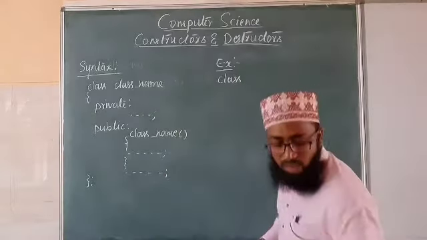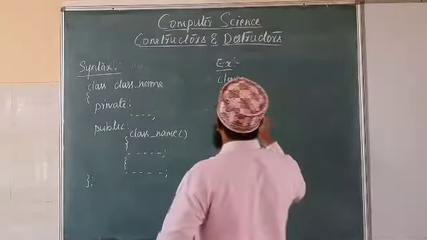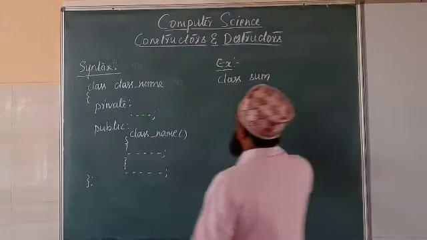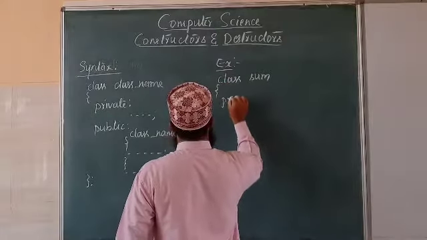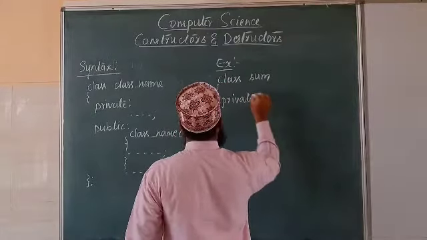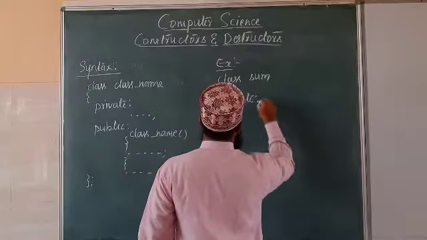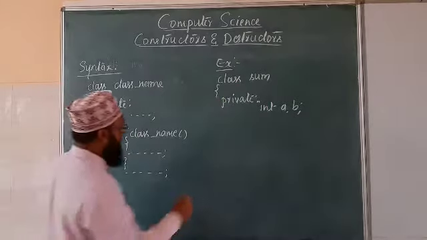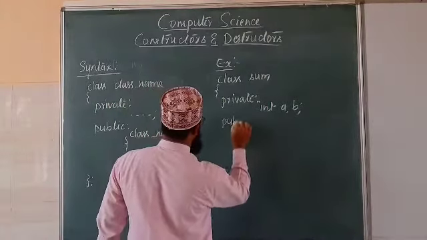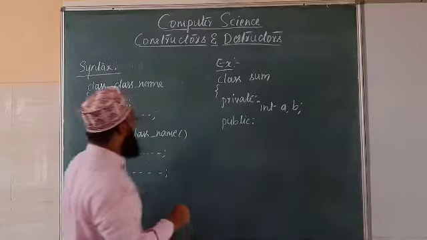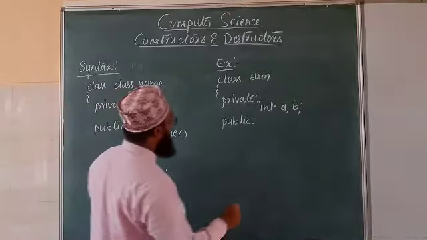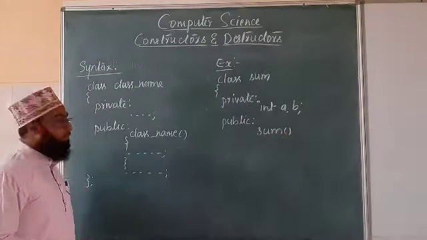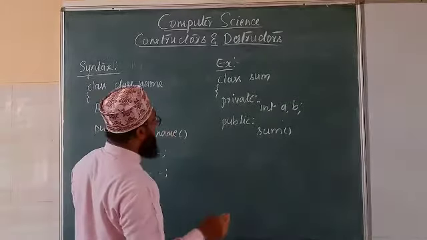Okay, take the class name as sum. Then under private, take two variables, both of integer type, A and B. After that, under public, you need to define again the class name, that is sum, because I will show you which is the constructor.